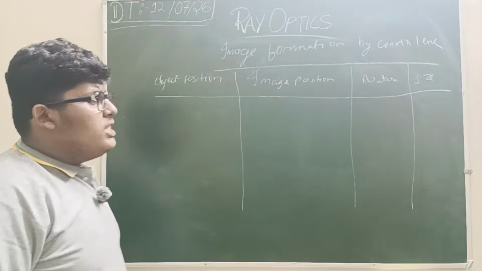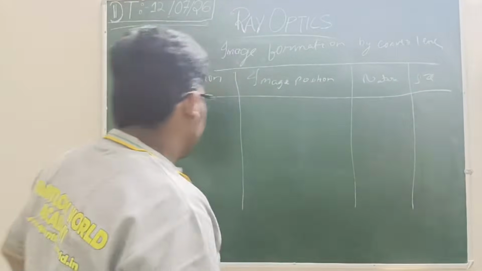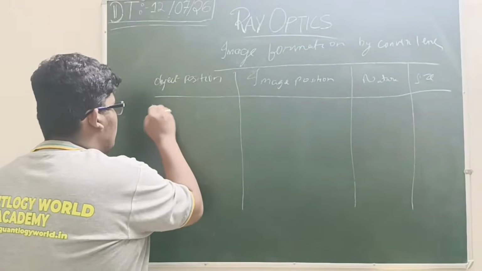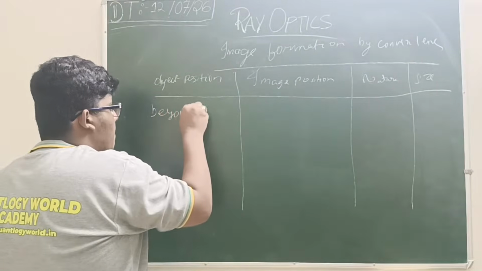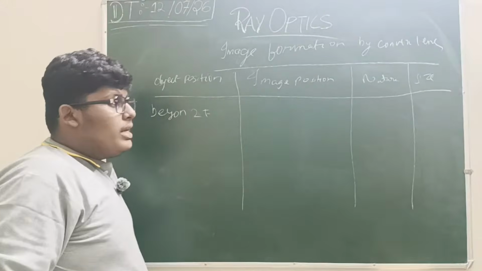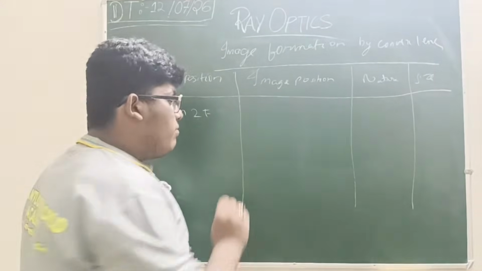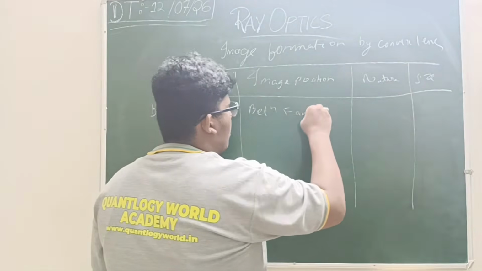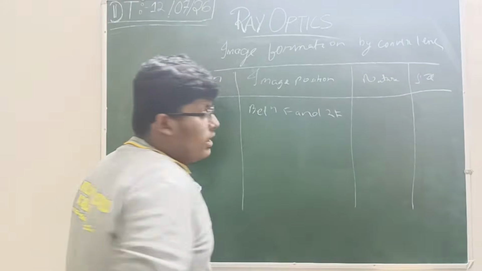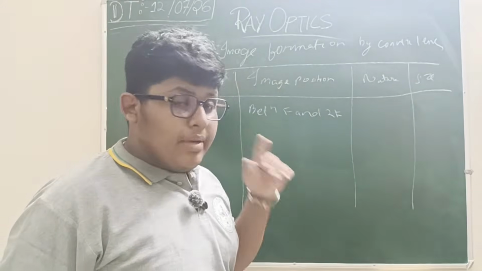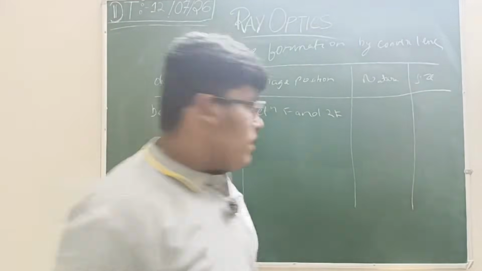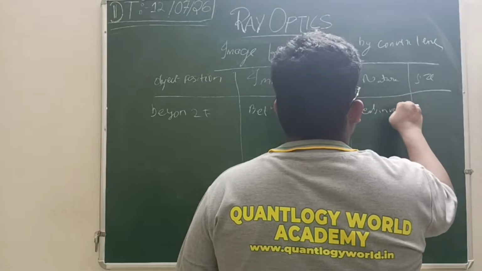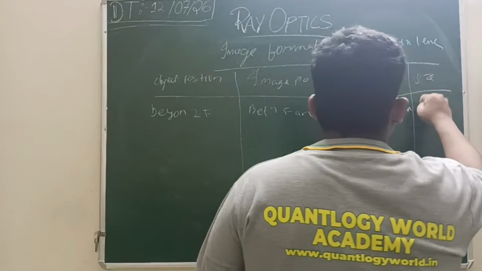First is when the object is placed beyond 2f. 2f means 2 into focal length. Beyond 2f, the image formation will be between f and 2f. The nature of the image will be real and inverted, and the size will be diminished.